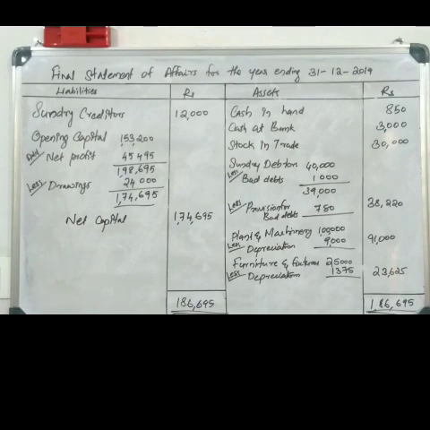So we get a net capital of 1,74,695. Now the total of the liability is also 1,86,695. Right? So this is the final statement of affairs. I hope this is clear to you. In the next class, we will come with the accounting procedures and ascertainment of profit or loss and the statement of affairs for partnership firms.